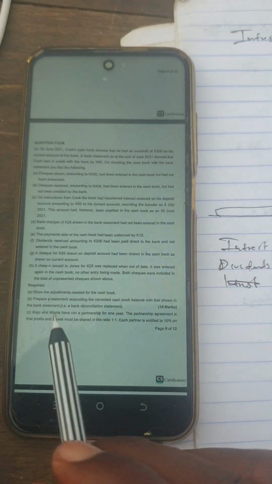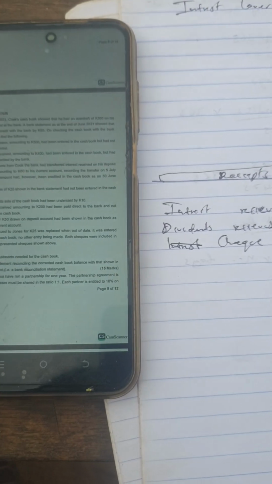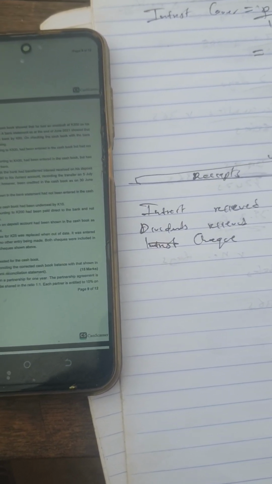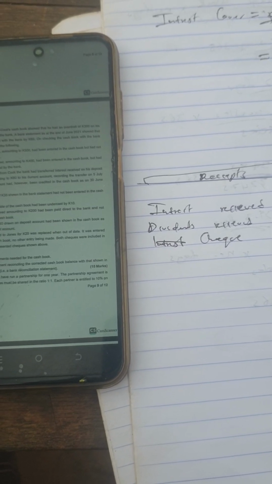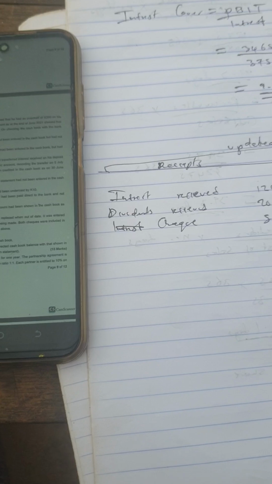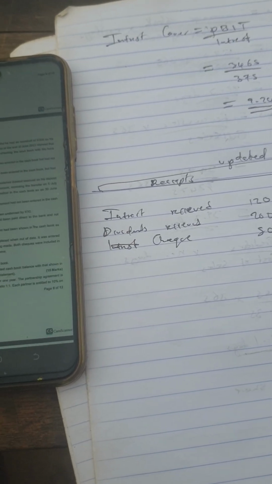Okay. Next, a check 25 issued to Jones was replaced on out of date. It was entered again in the cash book. No other entry being made. Both checks were included in the total of unpresented checks. So we're going to remove this in the unpresented checks. We'll come back to that later.